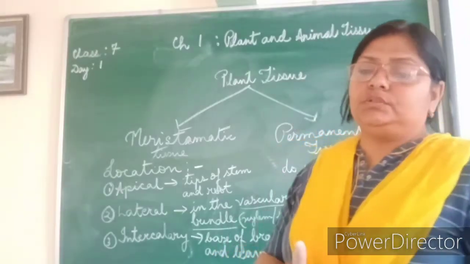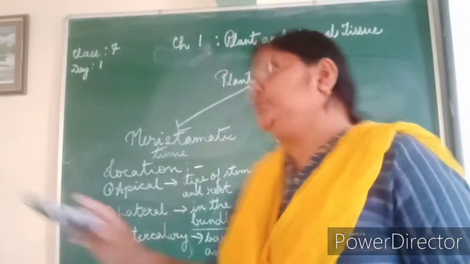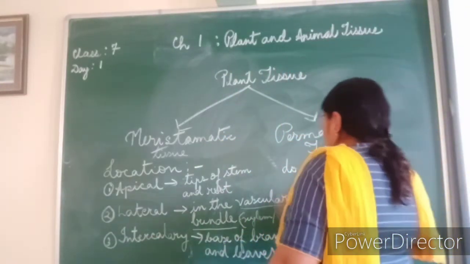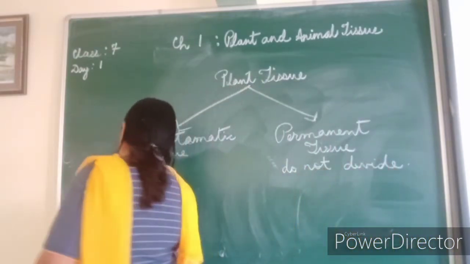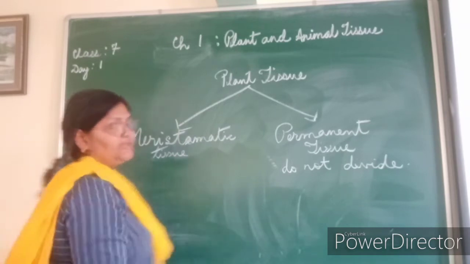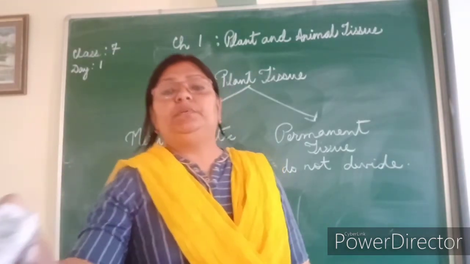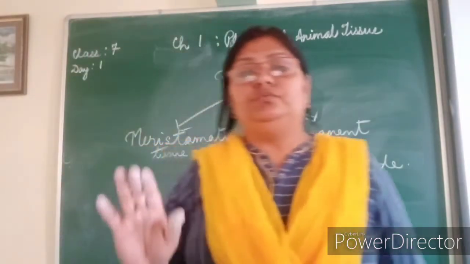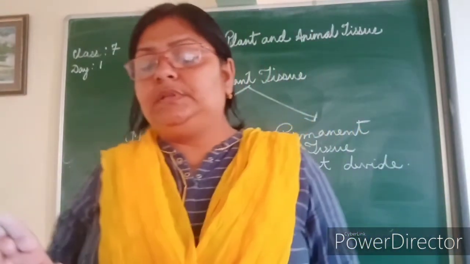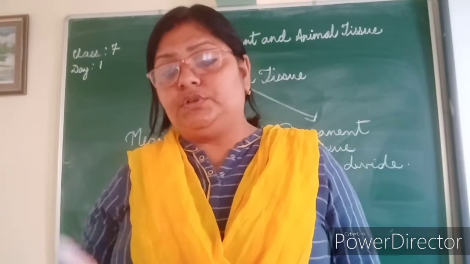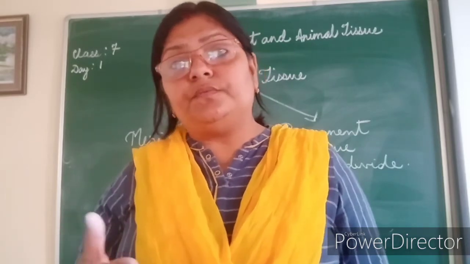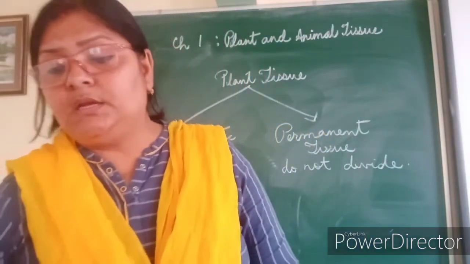Now we are moving on to permanent tissue. What did we talk about? The basic difference between meristematic and permanent tissue is that permanent tissue does not divide. What happens is that the meristematic tissue grows, matures, and differentiates into different types of permanent tissue.